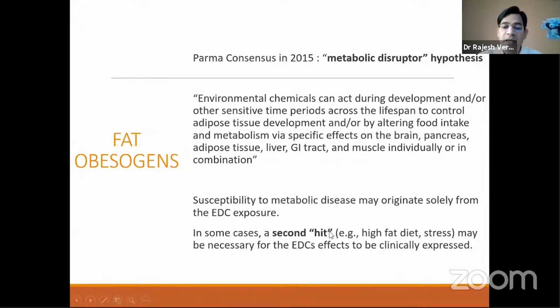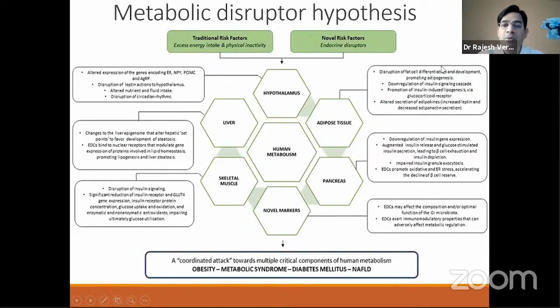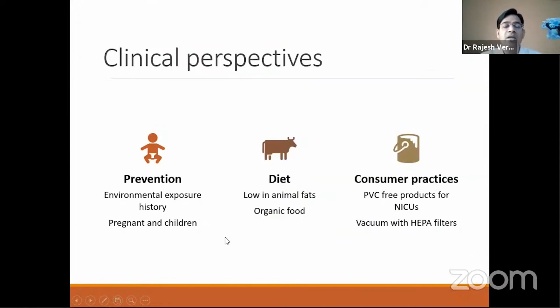And in some cases, there could be a second hit, for example, a high calorie diet and stressful lifestyle. What the metabolic disruptor hypothesis says is that we all know the traditional risk factors for obesity and metabolic syndrome are increased energy intake and decreased physical activity. Along with this, there are novel risk factors like endocrine disruptors. They combine to act on the hypothalamus, liver, adipose tissue, skeletal muscle, and pancreas. EDCs also act on the composition and optimal function of GI microbiota and exert immunomodulatory properties. This combined action causes a coordinated attack on multiple critical components, causing obesity, metabolic syndrome, diabetes, and NAFLD.